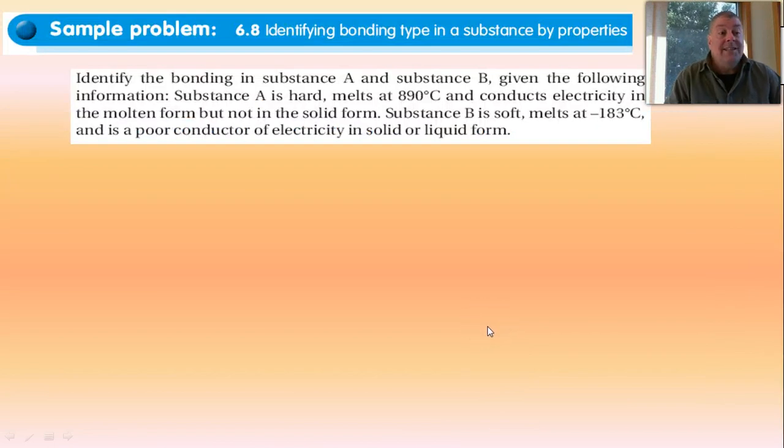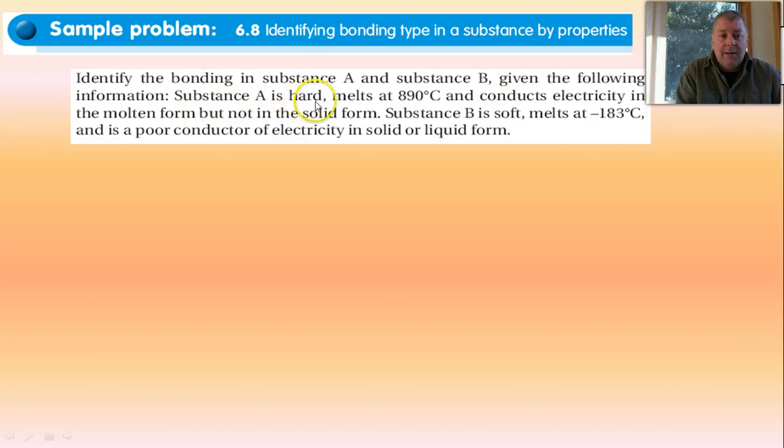So let's have a go at an example of a question. This one's out of the textbook, but we'll certainly have a lot of questions in that when we're studying for the mid-year that give you an idea of what sort of exam questions we ask you. So here we have two substances, substance A and substance B, and we want to identify the bonding in them.